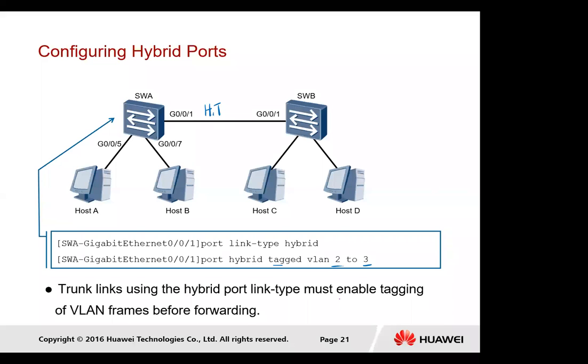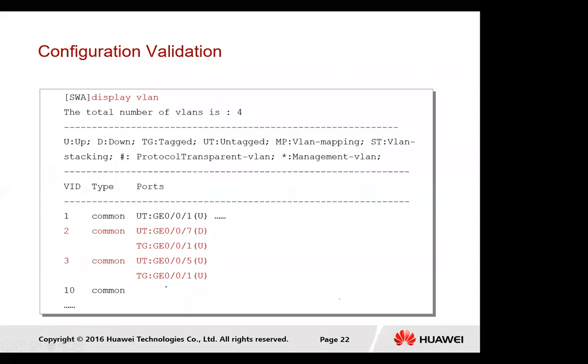Okay, that's what we can specify when specifying the link type. Trunk is between the switches. Okay, hybrid trunk. And this is how we're going to verify. Based on the display VLAN, we found that on VLAN 2, untag, tag, VLAN 3, untag, tag.